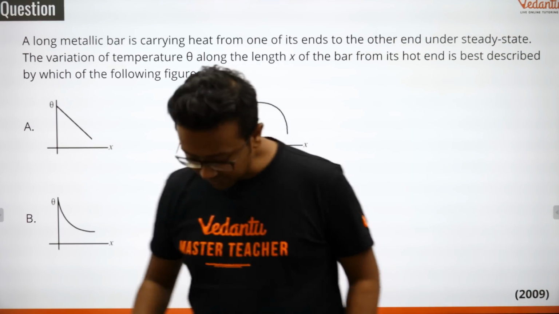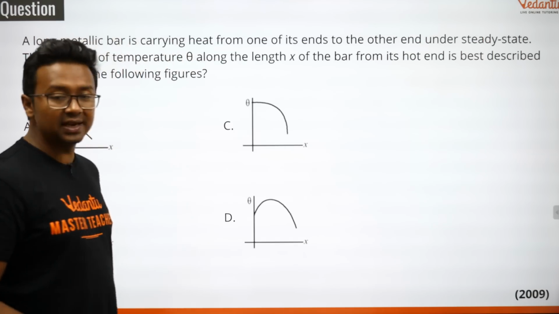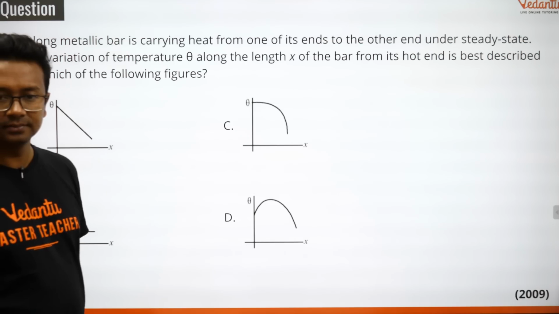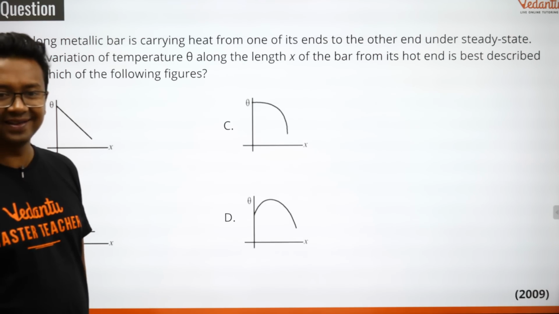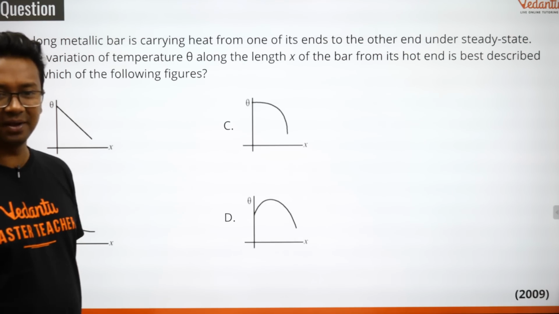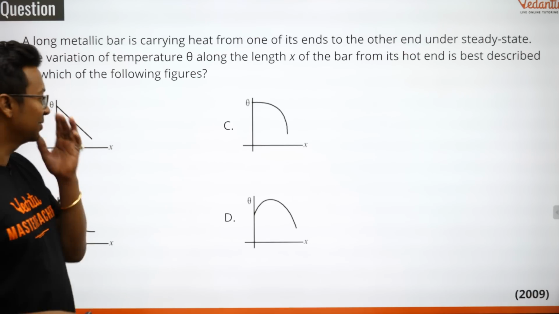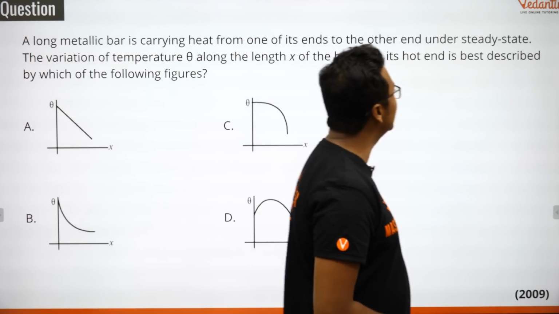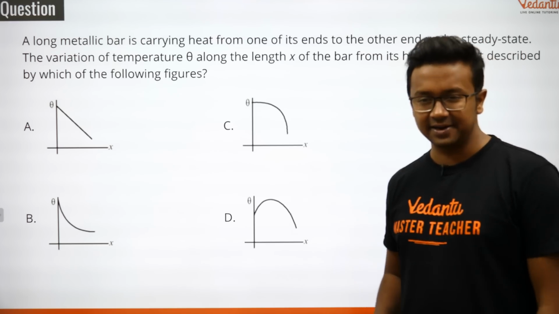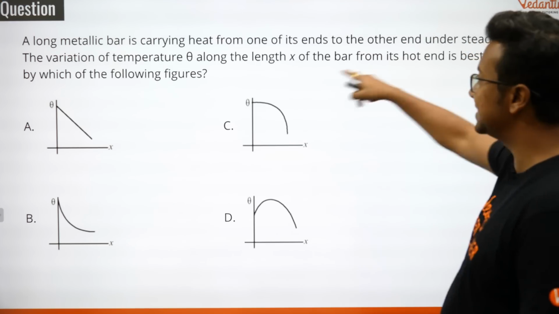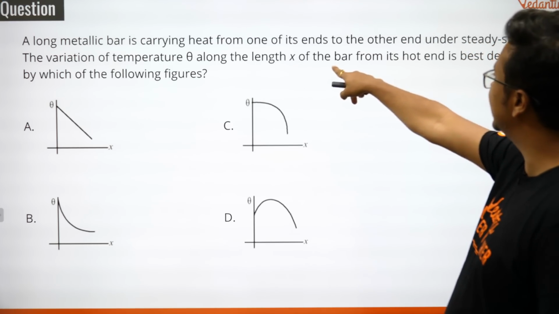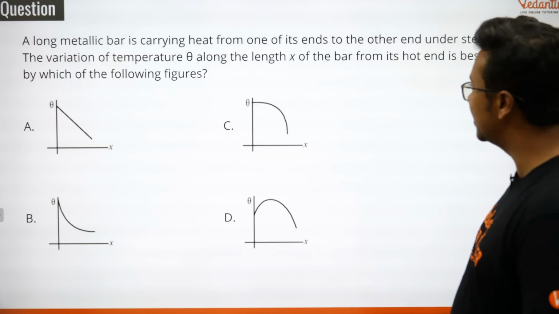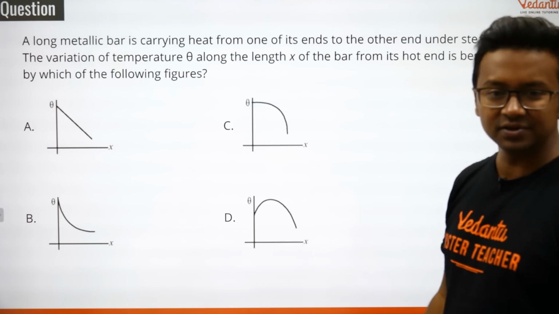This one, and this question came in 2009 in the offline paper. Vinayak Kapse. Okay, Kapasi, is it? Okay, whatever. A long metallic bar is carrying heat from one of its ends to the other end under steady state. Clear? Steady state. The variation of temperature theta along the length x of the bar from its hot end is best described by which of the following figures? What do you say?